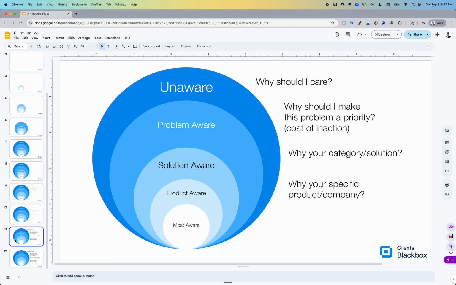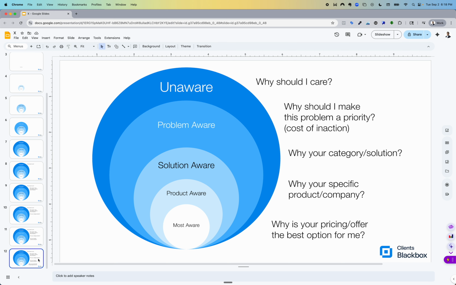And why your specific product or company. So now they're solution aware. Now they have to be product aware, company aware. Why your specific product or company, right? So this is the part where some insurance agents might start poo-pooing paying fees, or vice versa. The fee-only advisors will poo-poo commissioned agents, right? So why your specific product or company? Again, this is a very small portion of the potential market.